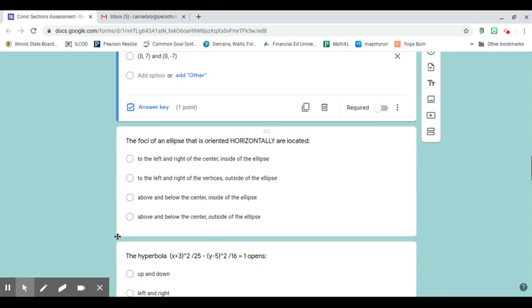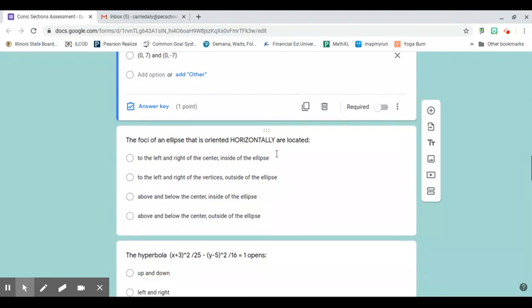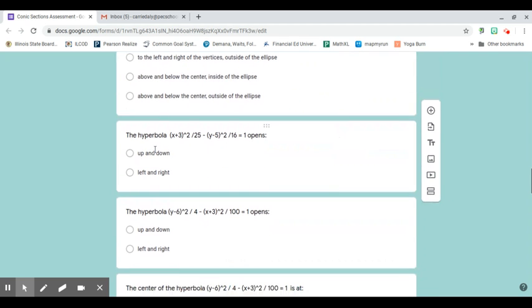All right, foci of an ellipse that's oriented horizontally, so in other words, it's going to be moving more left and right. The foci will be to the left and the right of the center. And when you're talking about an ellipse, the foci are inside of the ellipse. So it goes center, and then foci, foci, and then vertex, vertex, and then you make that oval shape through the vertices. Next question is a hyperbola.